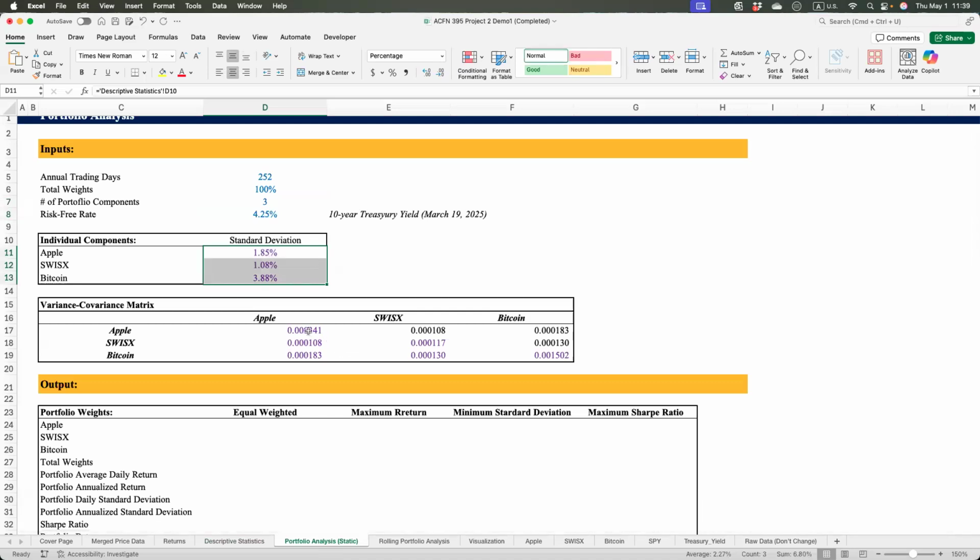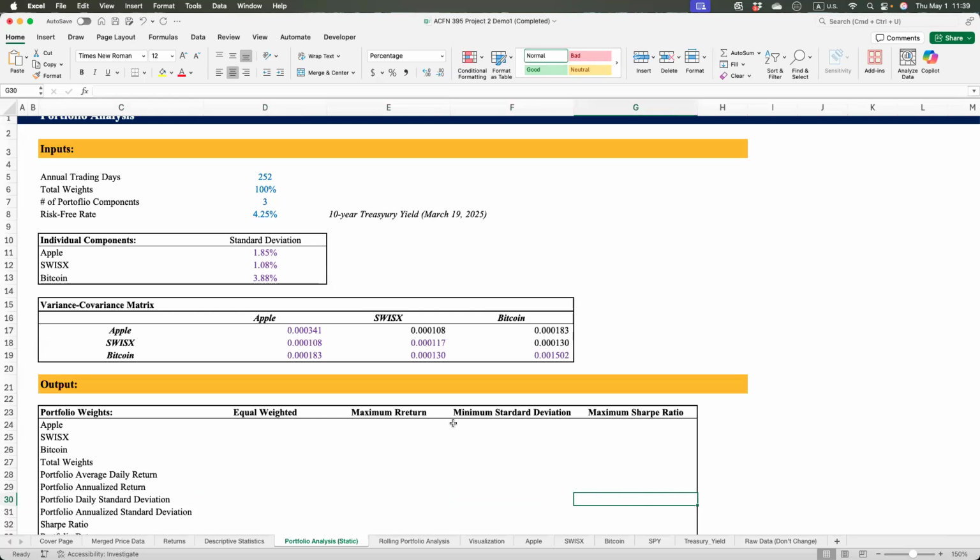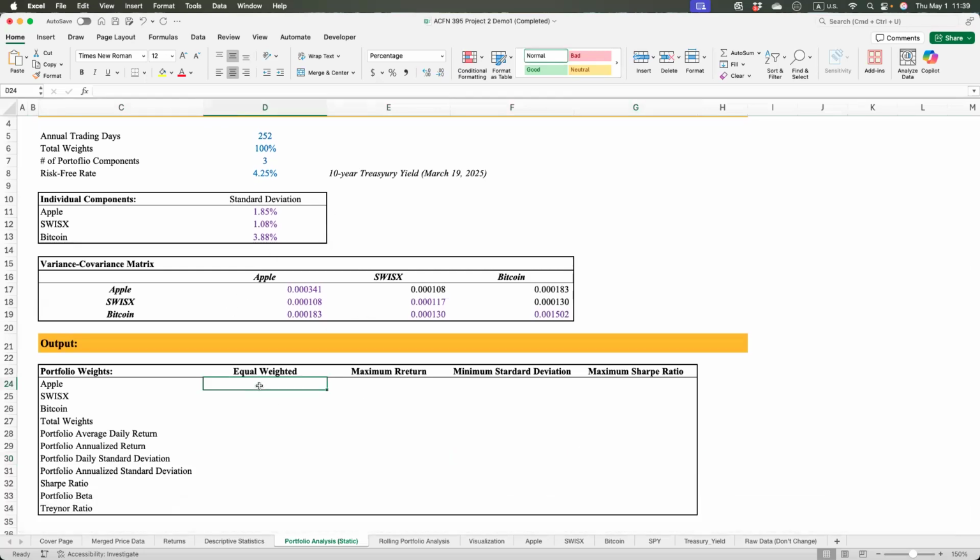And then you have to create your variance covariance matrix. The reason you need this is because you need to use the formula to calculate the portfolio daily standard deviation. I didn't mention that: if you use the STDEV function to get this one, you're going to lose points, okay? So once we have this set up, let's start with the equal weighted portfolio.